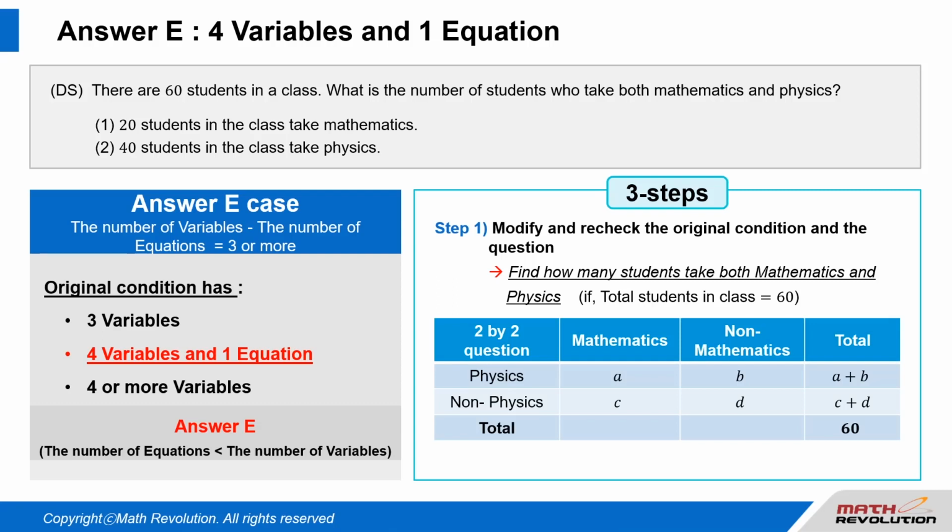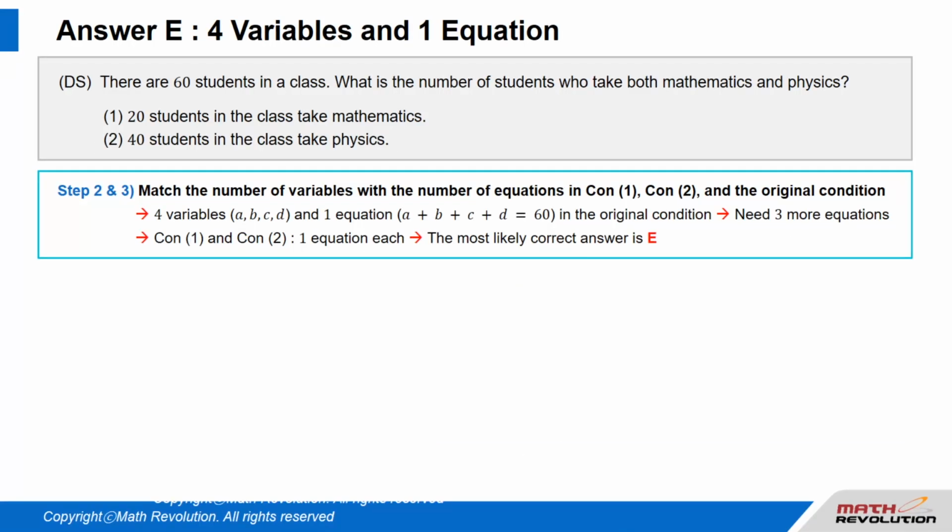Physics. Mathematics, A. Non-mathematics, B. Total, A plus B. Non-physics. Mathematics, C. Non-mathematics, D. Total, C plus D. Total of mathematics and non-mathematics, 60. So, we need to know the value of variable A. Follow the second and third steps.